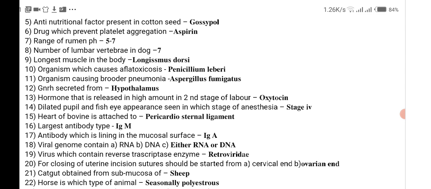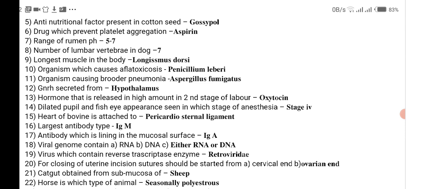Organism causing brooder pneumonia is Aspergillus fumigatus. Gonadotropin releasing hormone is secreted from the hypothalamus. Hormone that is released in higher amount in the second stage of labor is oxytocin, and it is secreted as a result of the Ferguson reflex.